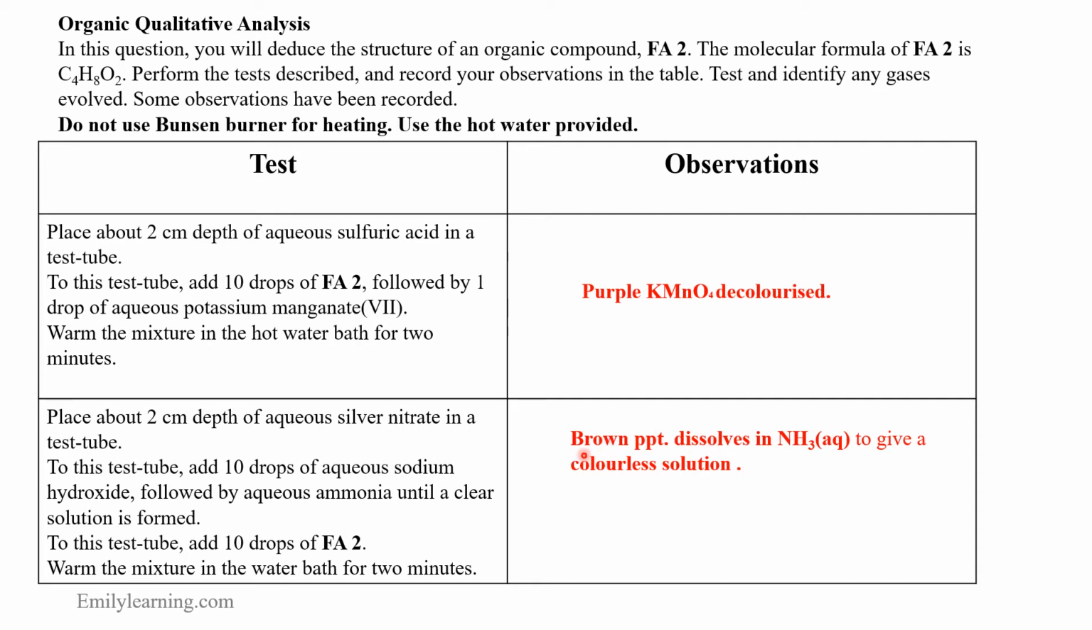So when you add Tollens reagent to Fa2, and you wait for 2 minutes, you still get a colorless solution. What does it indicate? It means that there's no silver mirror being formed, and as such, there's no aldehyde group present.